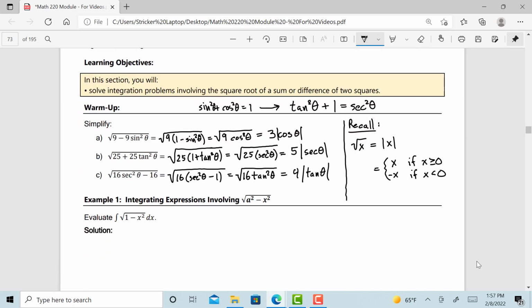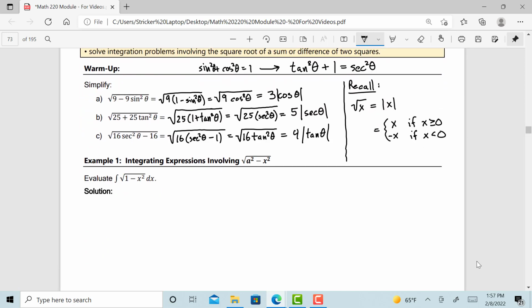So let's go ahead and look at example 1. We're going to jump in here and we're going to integrate an expression that involves this first type. So when you have the square root of a constant squared minus x squared. Notice that what you see here in example 1 has that same form. And so I'm going to start by rewriting the integral. So we have the integral of the square root of 1 minus x squared dx.